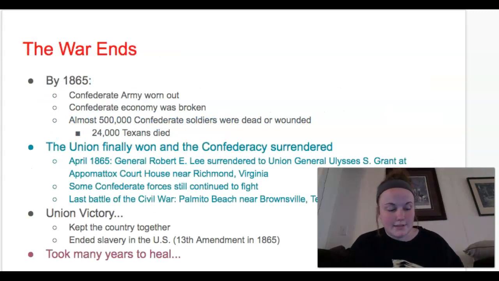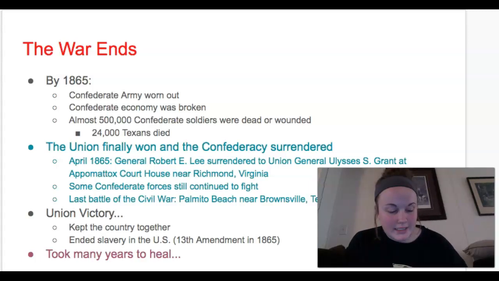The war ends. By 1865, the Confederate Army was worn out and the Confederate economy was broken. The loss of life was overwhelming. Almost 50,000 Confederate soldiers were dead or wounded, 24,000 of whom were Texans. After many hard battles, the Union finally won.